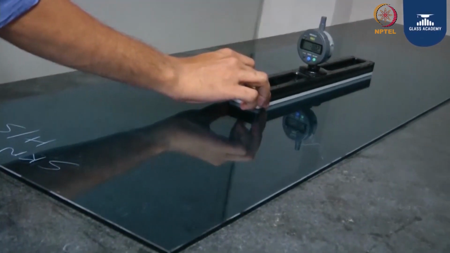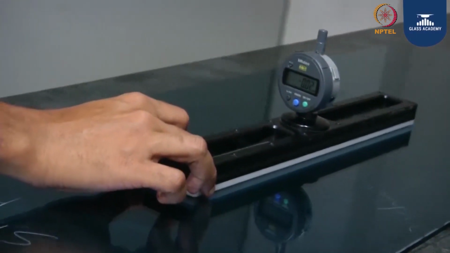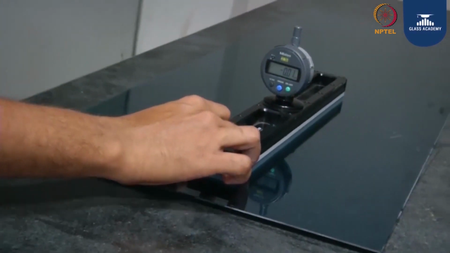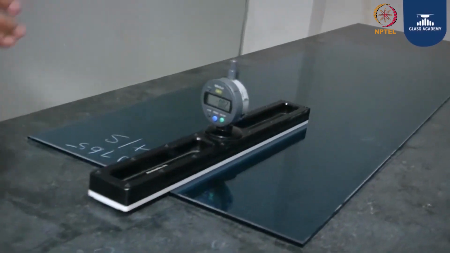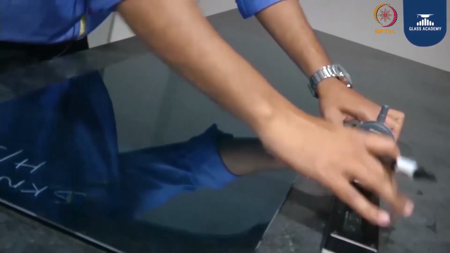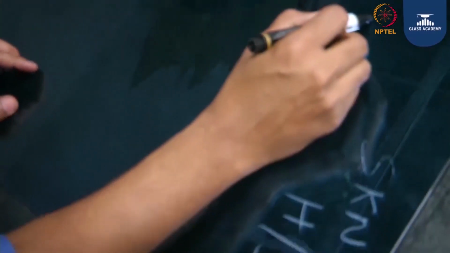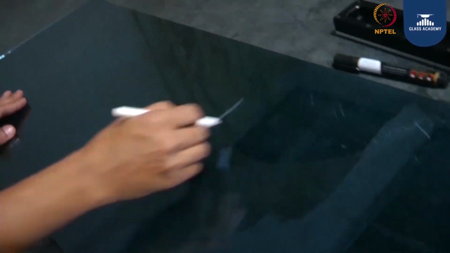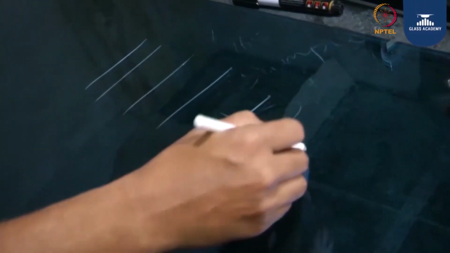You can see that the value is changing. Now it is minus 0.2, minus 0.1, minus 0.2, 0. So you can see, generally we measure the roller wave gauge. The roller wave is equal to the peak and the valley. As the glass is moving through the rollers, it acquires a sinusoidal wave, and one complete cycle will give me the roller wave.